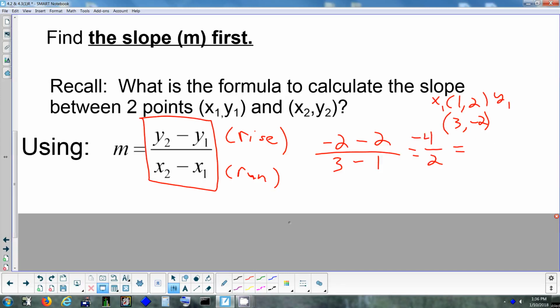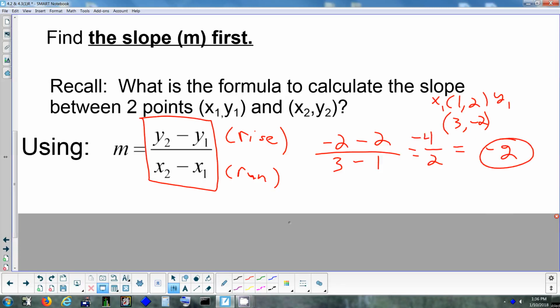2. 1/2. Careful. It's negative 2. It's definitely negative 2. Negative 2. Now, if you had negative 1/2, that would have been flipped.